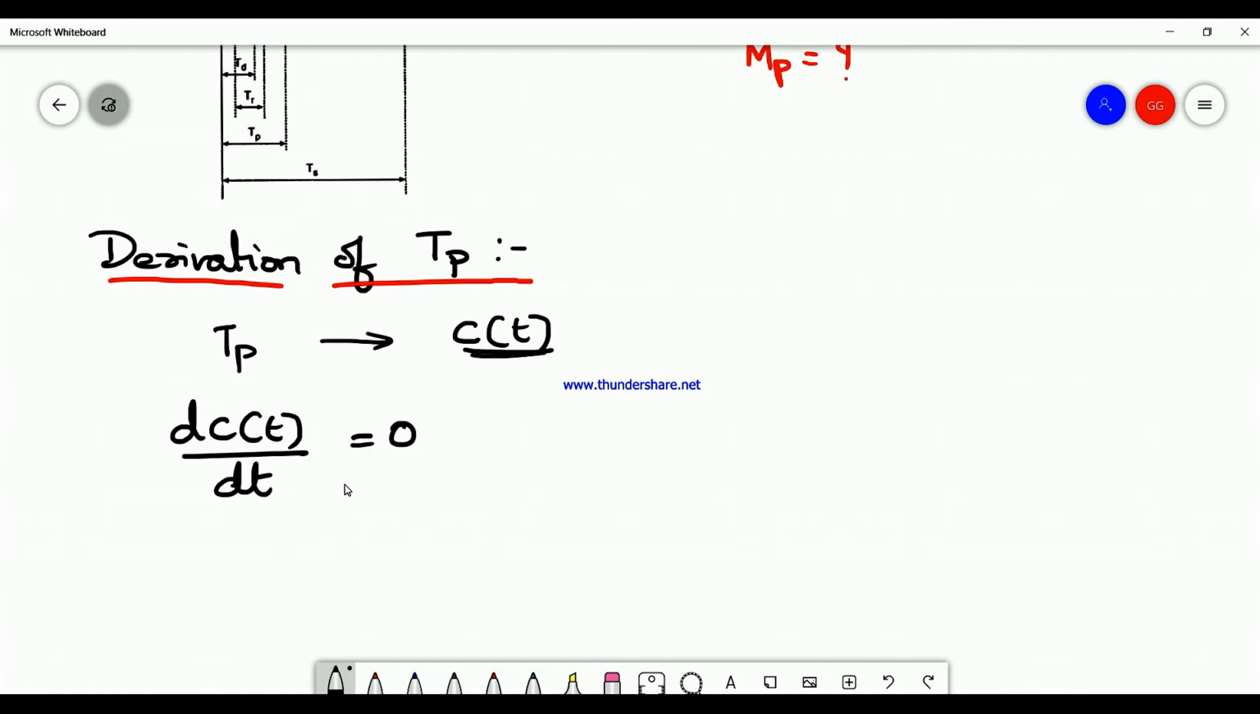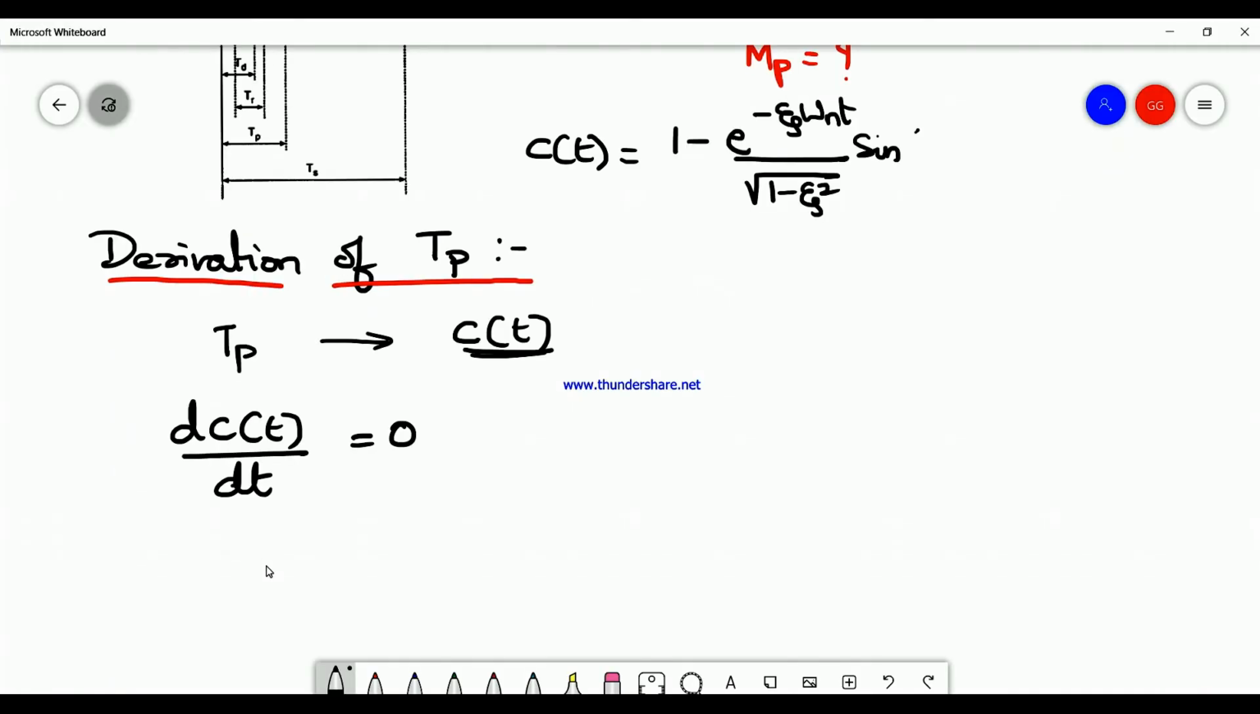We equate it to 0. So for all the derivations we will use the second order system response equation, where c of t equals 1 minus e power minus zeta omega n t, whole thing divided by square root of 1 minus zeta square, into sine of omega d t plus theta. So this is the second order response equation that we have derived earlier. Therefore we will use that equation for the derivation here.